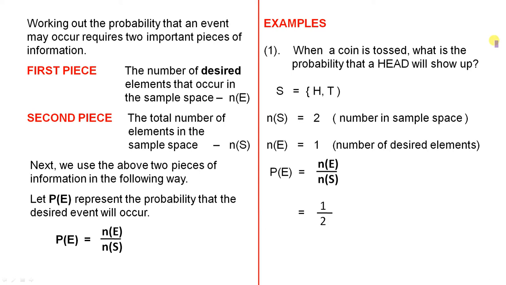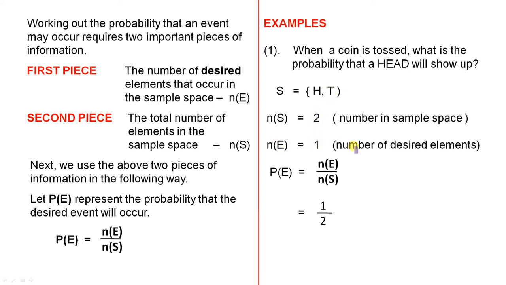Example 1. When a coin is tossed, what is the probability that a head will show up? Now, if we remember from an earlier video, S is the sample space. That is, all the possible things that can occur. So here we have a head or a tail. So there are just two things that can occur. In other words, the number in the sample space, NS, is 2.